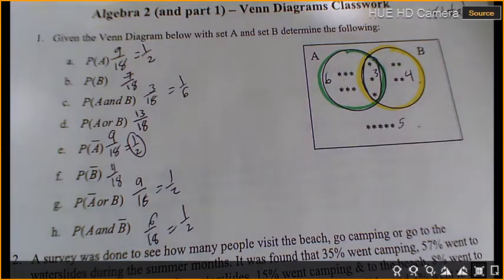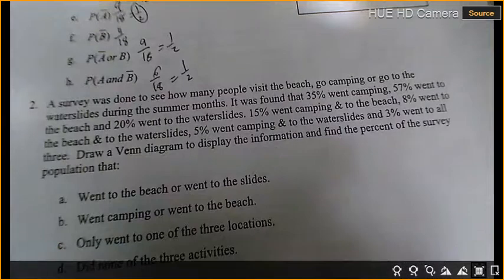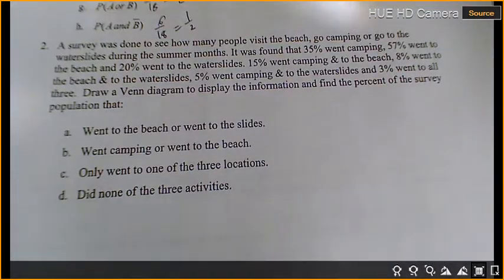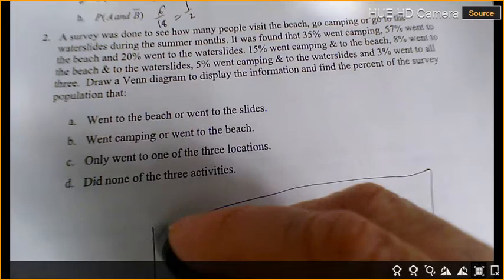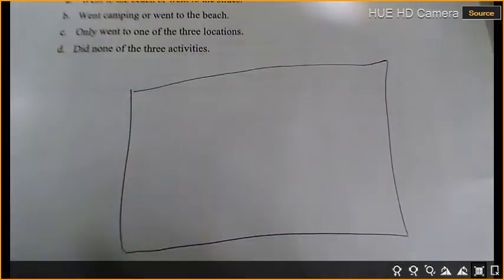Okay, let's do one for here. We're going to make our own, and then we are going to answer these questions. Can we turn off our phones, please? Okay, we're going to start with our space right here. This space has to include everybody.